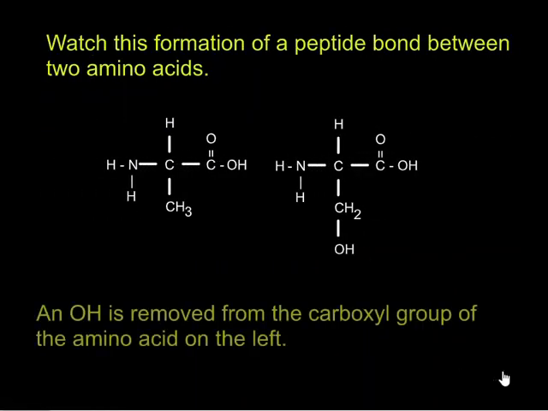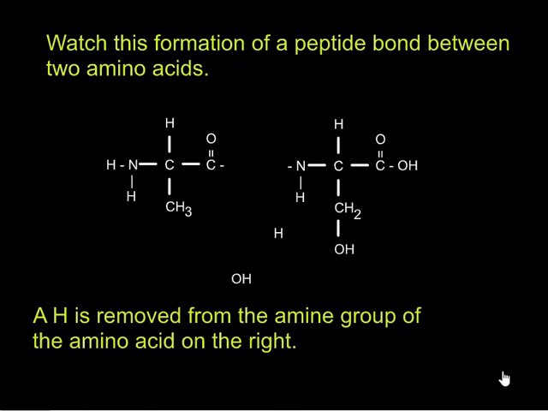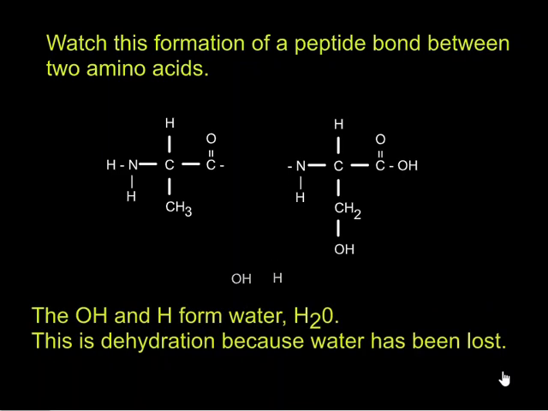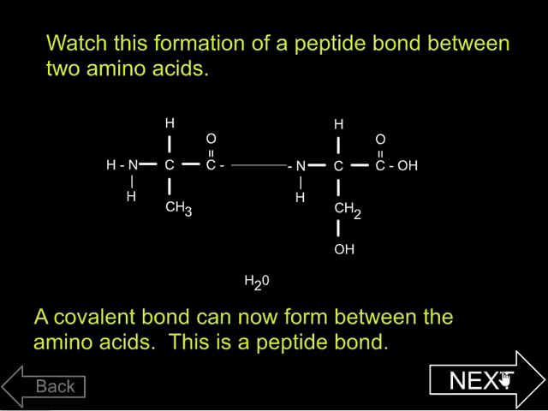Watch the formation of a peptide bond between two amino acids carefully. The OH is removed from the carboxyl group, while H is removed from the amine group of the amino acid on the right. The OH and H form water. This is the dehydration process. A covalent bond can now form between the amino acids. This is the peptide bond.